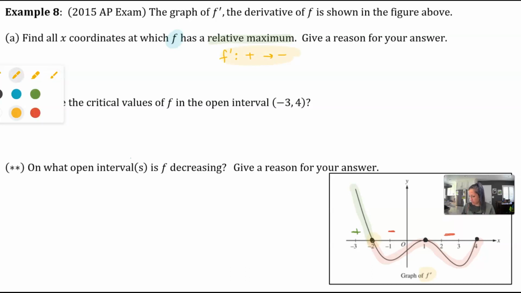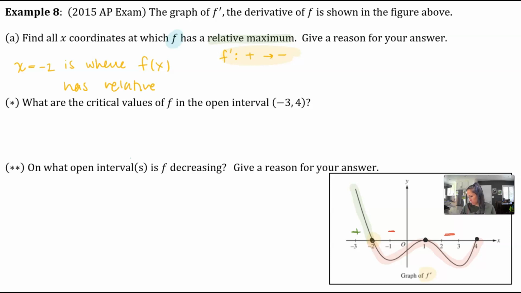So at x is -2. x is equal to -2. That's going to be our relative maximum. f of x has a relative maximum because, and here's the nice thing about writing down what I wrote down, I can just put an arrow to it. There you go. We changed signs from positive to negative. All right, let's keep going.